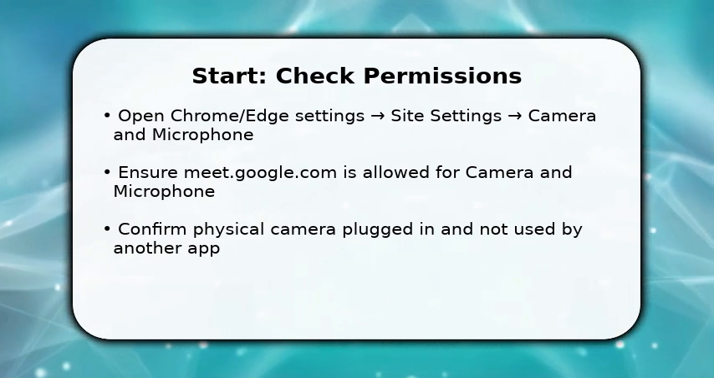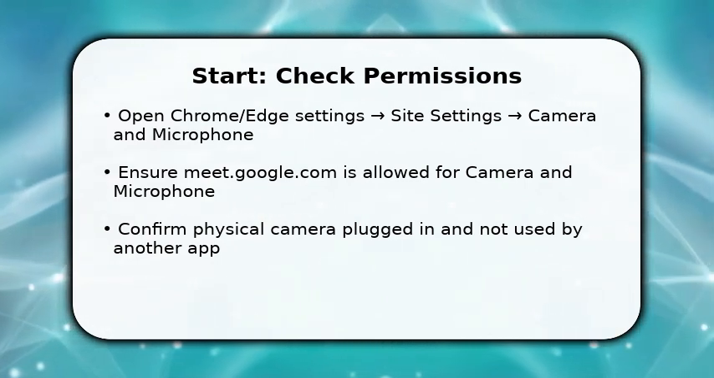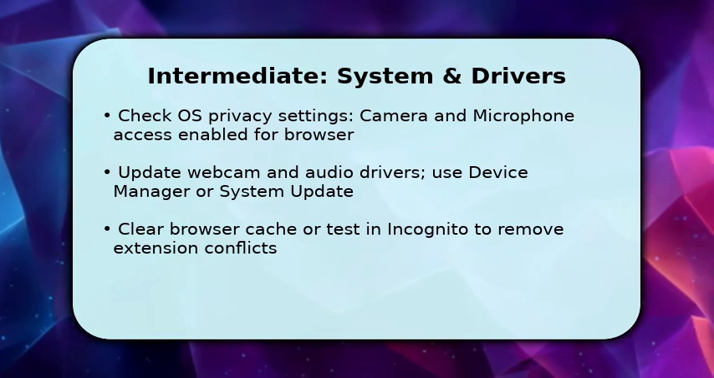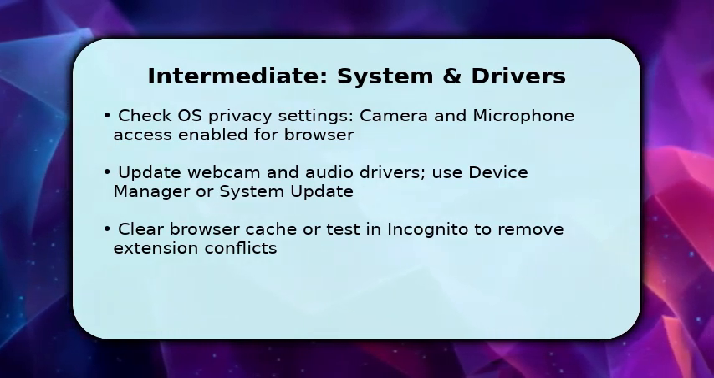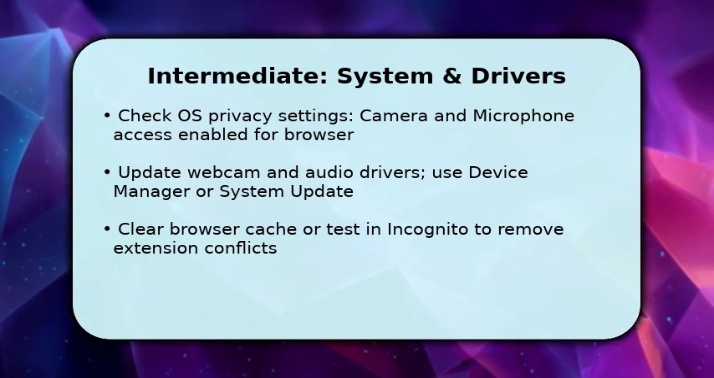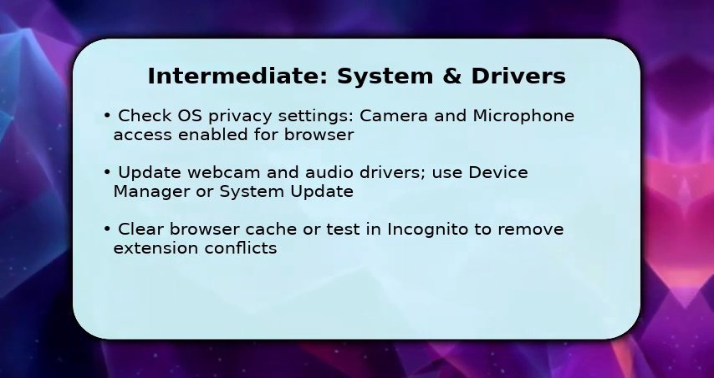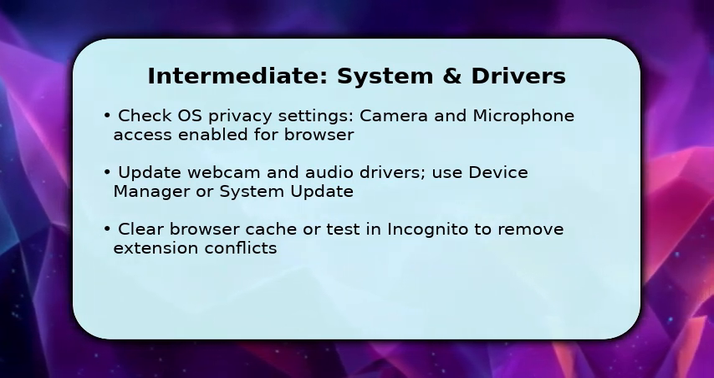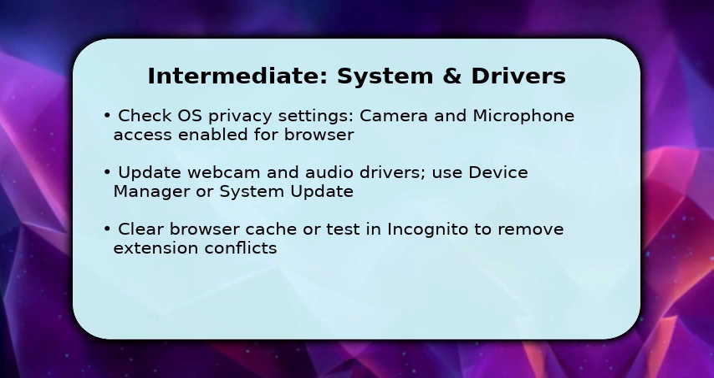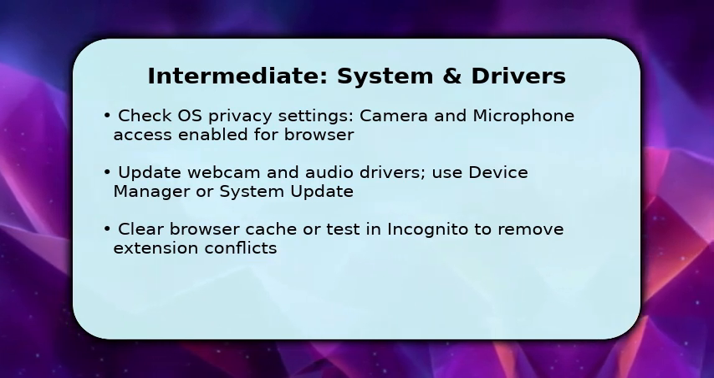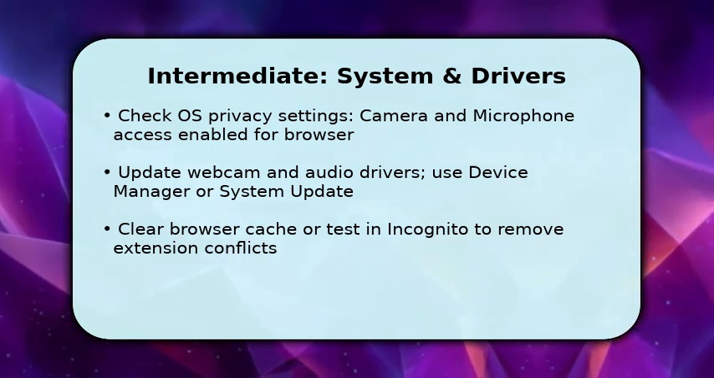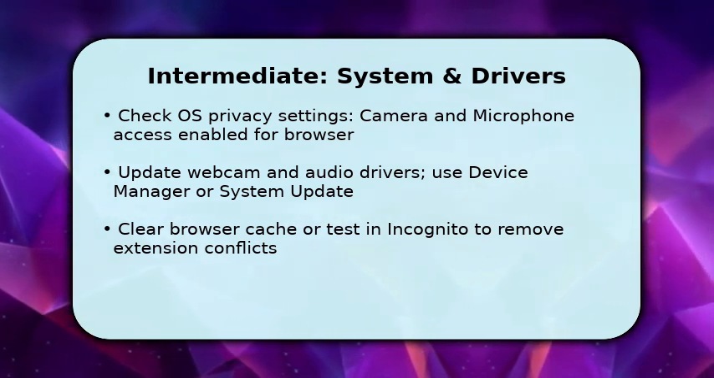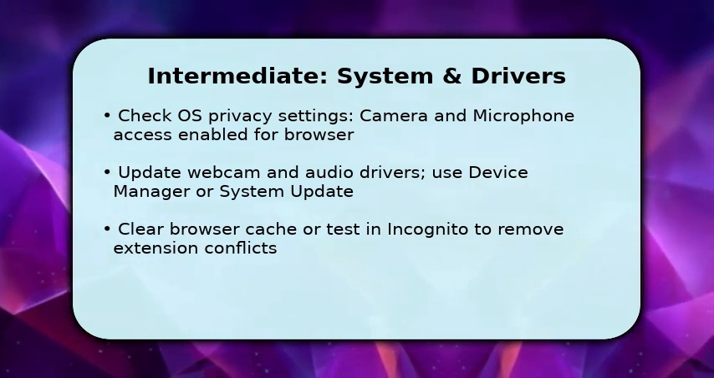Next, address system-level blocks and driver issues which often cause intermittent failures. In Windows or Mac OS privacy settings, verify the browser has permission to use camera and microphone. If not, grant access and restart the browser. Then update webcam and audio drivers because out-of-date drivers can prevent detection. Also, clear the browser cache or open an incognito window to rule out extensions interfering. Once you do that, rejoin the Meet and check the device list.